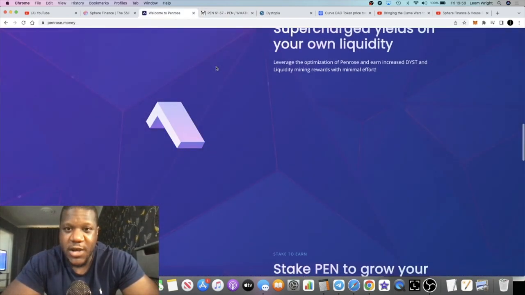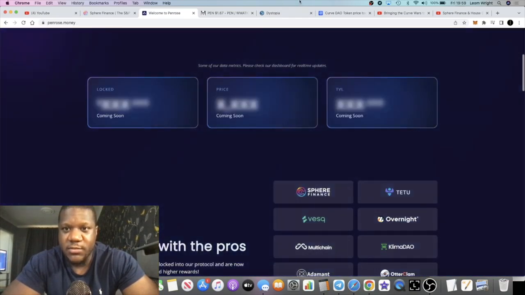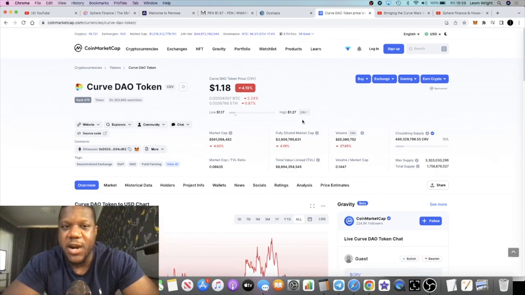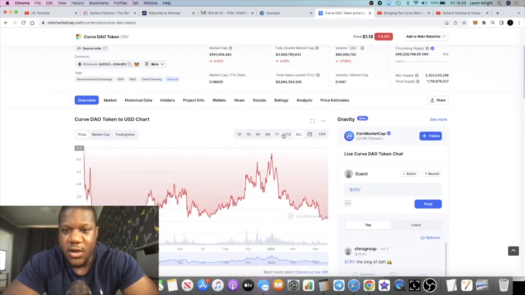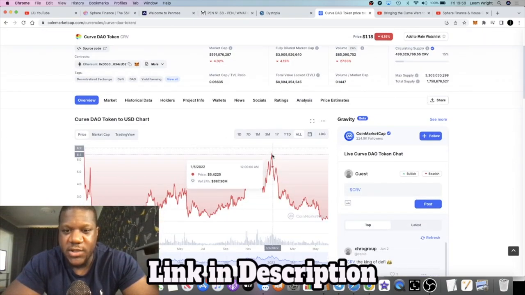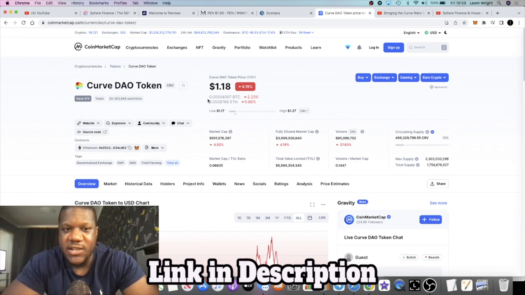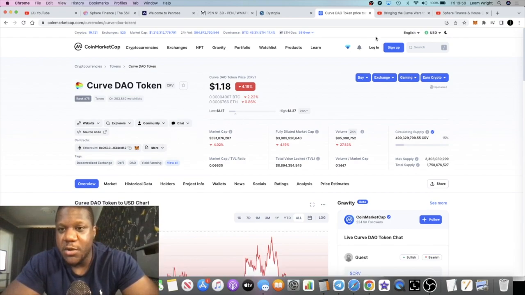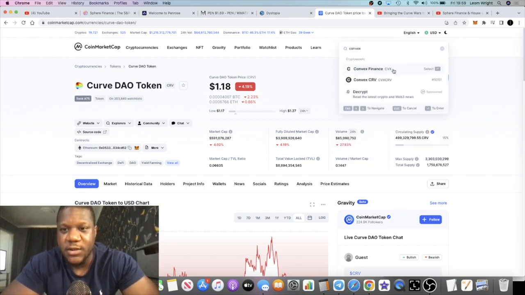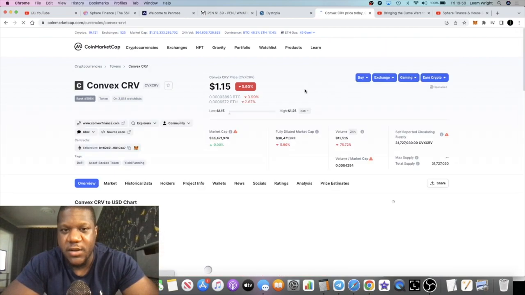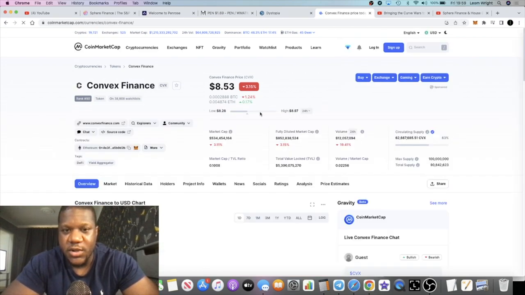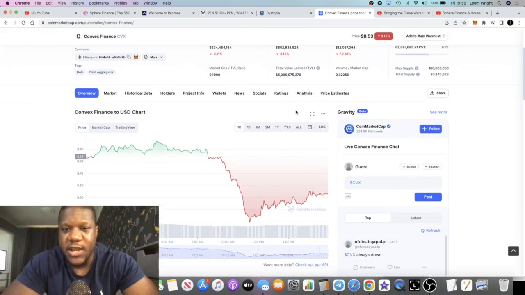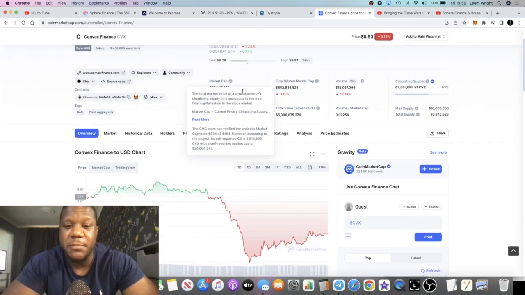Okay, guys. Where was I? So if we look at the market cap for Curve, currently sitting at 591 million. I know it was a lot higher than that at one point, but 591 million, that's under a billion, but that's a huge market cap, okay, guys? If we look at Convex Finance, I believe it's this one, 534 and a half million, so that's huge.